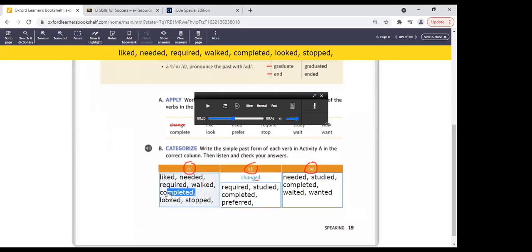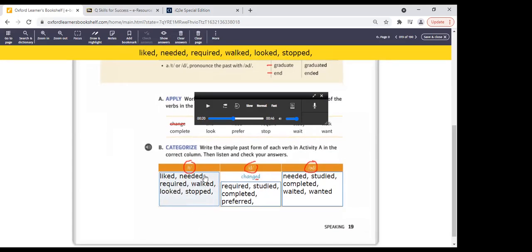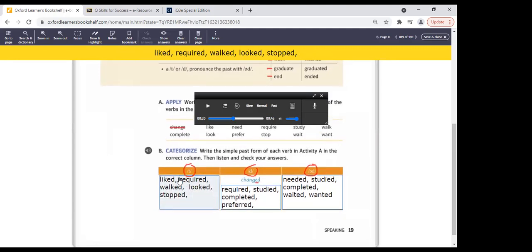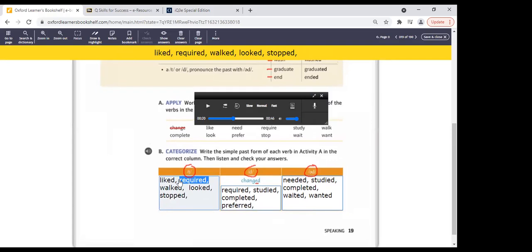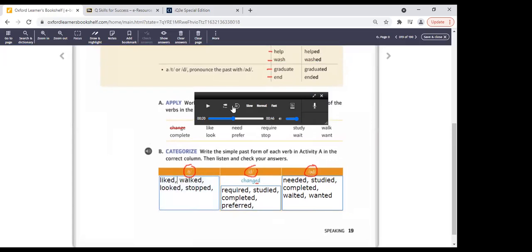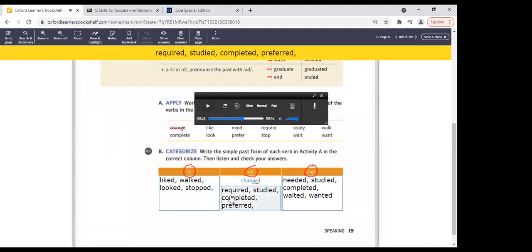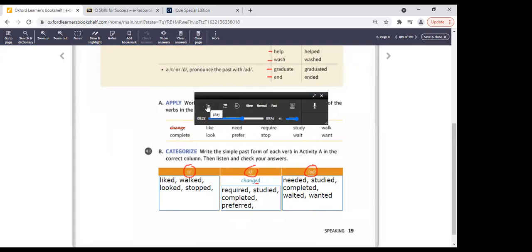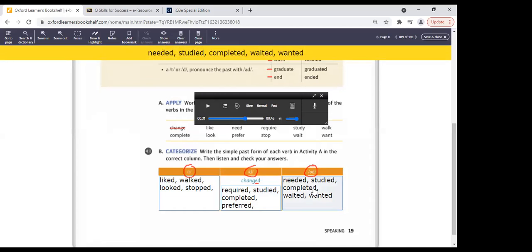Yeah. So completed is not, and needed is not. Yeah. And required is not as well. Changed. Where's changed? Changed already got. Yeah, changed is done for us. Preferred. Okay. Yeah, we got this one correct. Required. Again, we got that correct. Oh no, we had it here as well, isn't it? Yeah, so they both are D. Required. Preferred. Studied. It's not study.